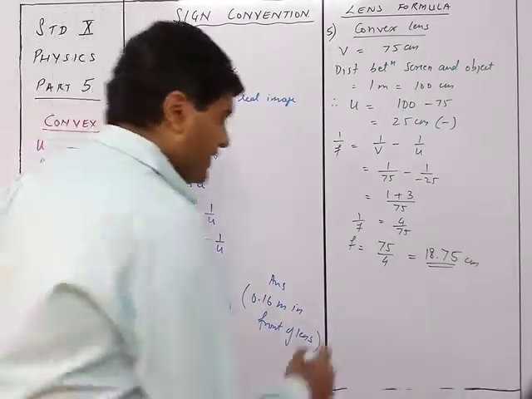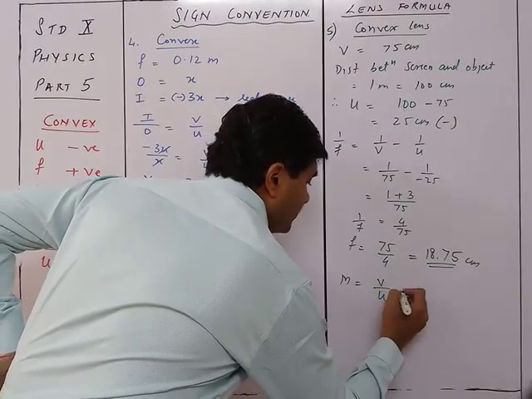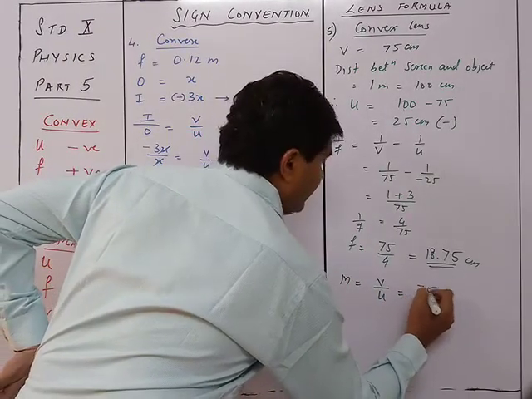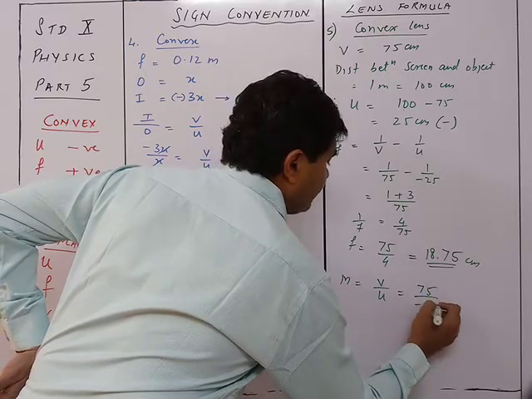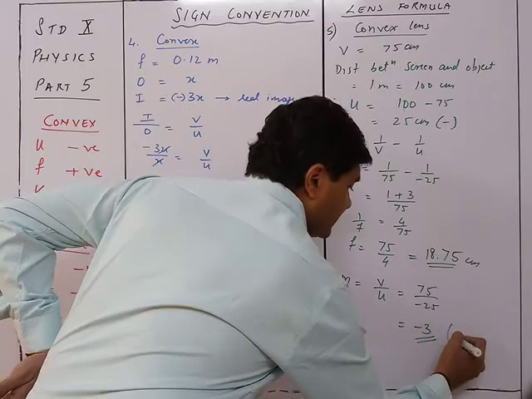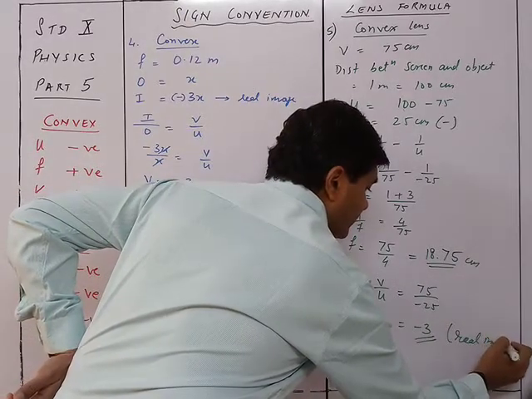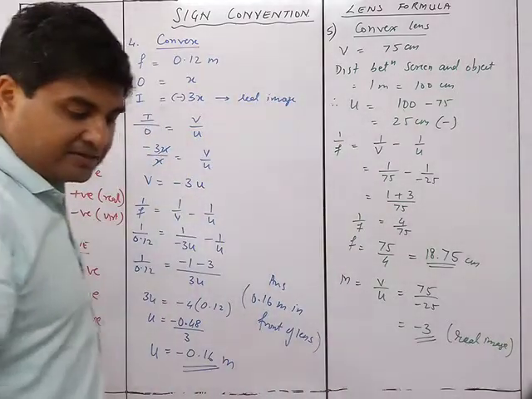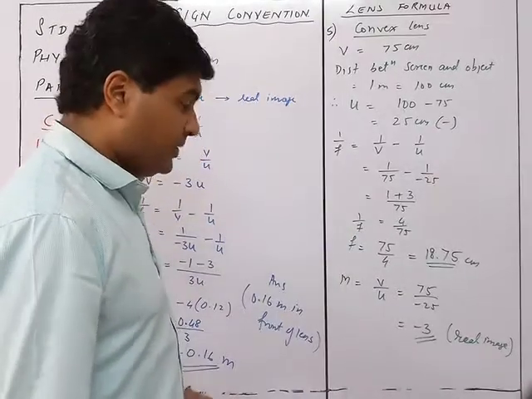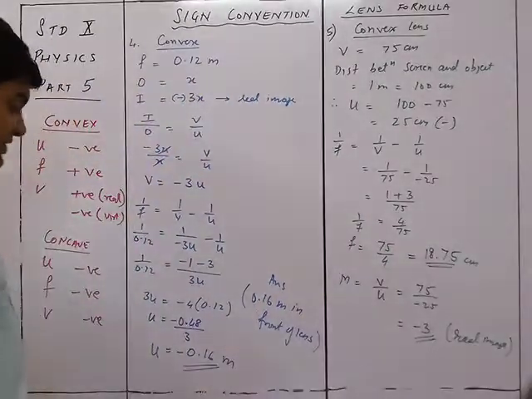We need to find out the magnification. m is equal to v upon u. Now v is 75 and u is minus 25. Therefore it is equal to minus 3. So that is a real image. Magnification is 3 and it's a real image, so minus 3 will be the magnification. We move on to sum number 6.